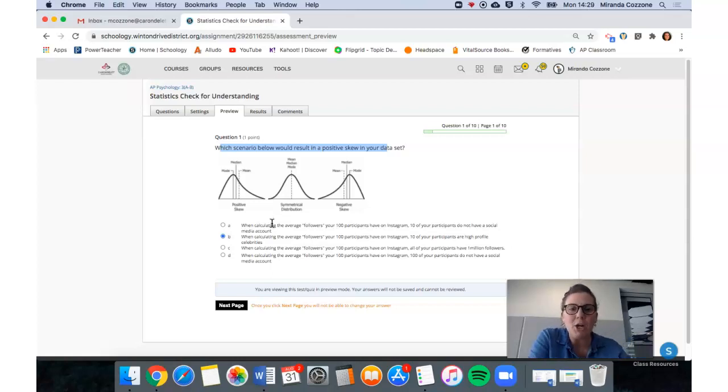The answer A up here would negatively skew your data if 10 of your participants did not have social media accounts, okay? Your positive skew brings your mean above your median and your mode, and the negative skew does the opposite.